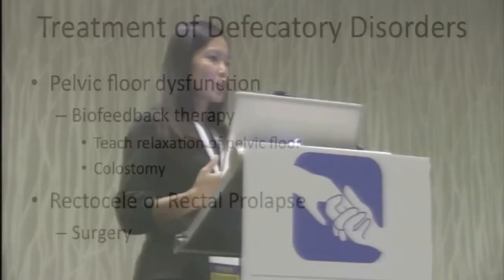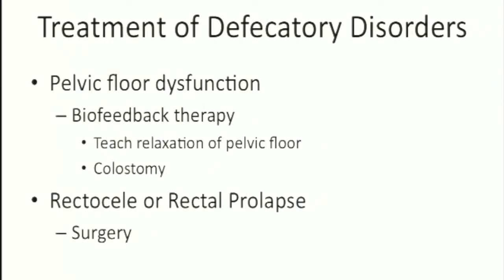Other things you can do for defecatory disorders are biofeedback therapy. So you do it through the therapist using either an EMG or that catheter. You can watch the sphincter relaxing, and that can help with teaching you to relax the pelvic floor, relax the anal sphincter. And in very severe cases, we've gone to a colostomy where you're bypassing the sphincter and having a bag. There's a rectocele or rectal prolapse, which is a weakness in the rectal wall, and that can be fixed with surgery.